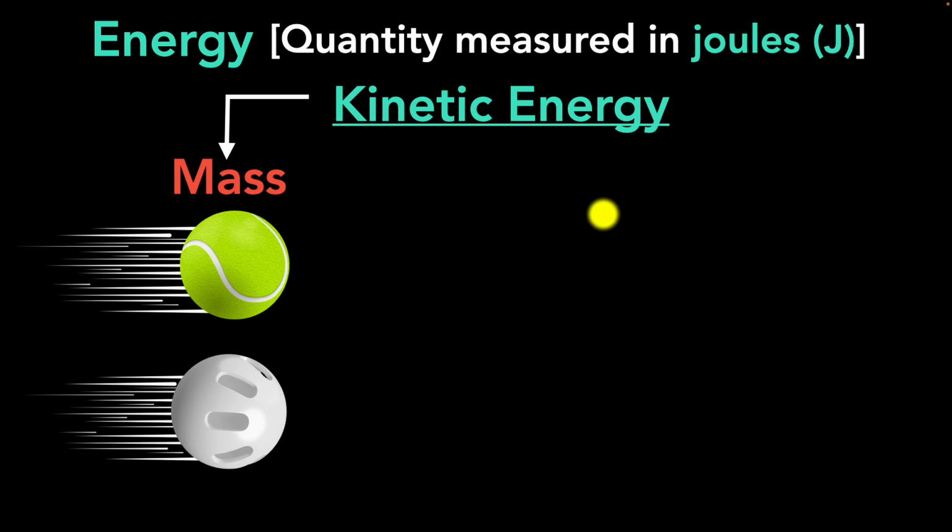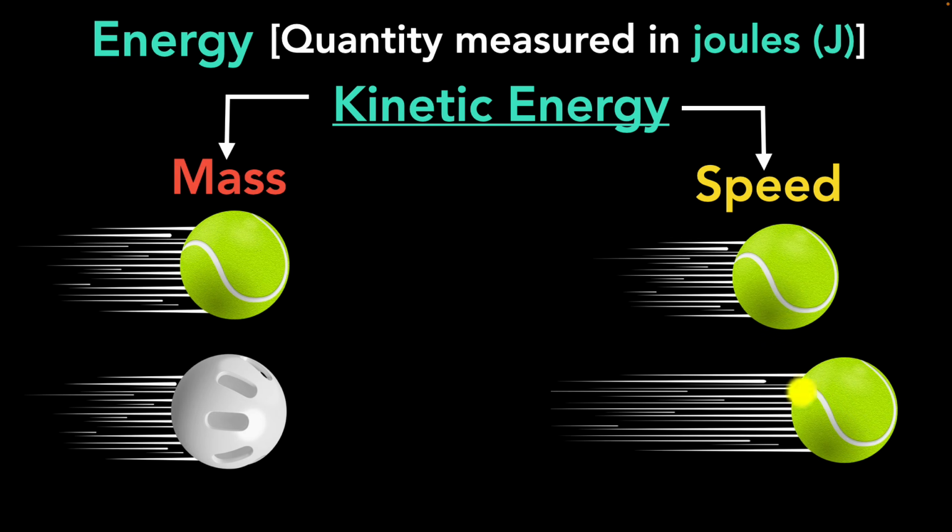Okay? What else decides the kinetic energy? Well, it's the energy of motion. So the second thing that matters is the speed. This time consider two tennis balls, identical masses, okay? But one is moving much faster than the other. Guess which one has more kinetic energy? It's the one that's moving faster. Something that moves faster will have more kinetic energy. So the two things that kinetic energy depends on are the mass and the speed. More the mass or more the speed, more the kinetic energy.